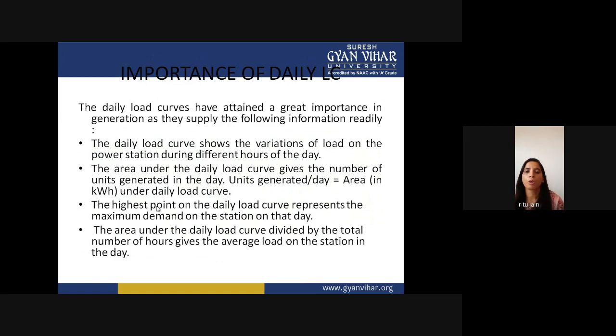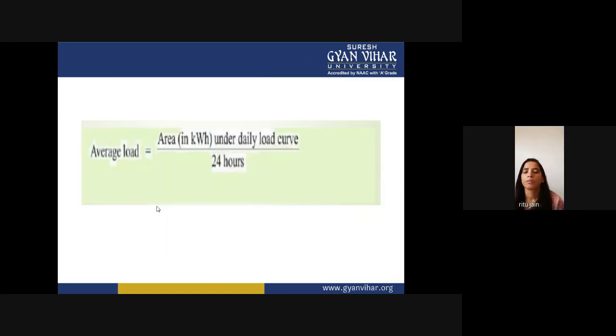The highest point on the daily load curve represents the maximum demand on the station on that day. So the area under the daily load curve divided by the total number of hours gives the average load on the station in the day. Now we can calculate average load: the area under the daily load curve divided by 24 hours, then you can easily get the average load. This is the formula of average load, which is very important.